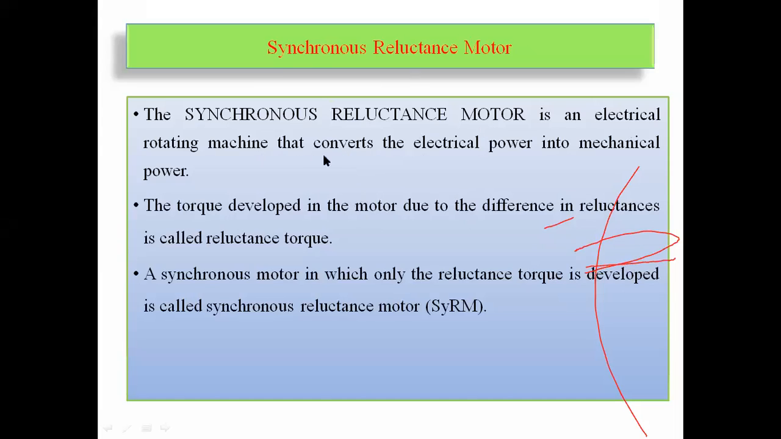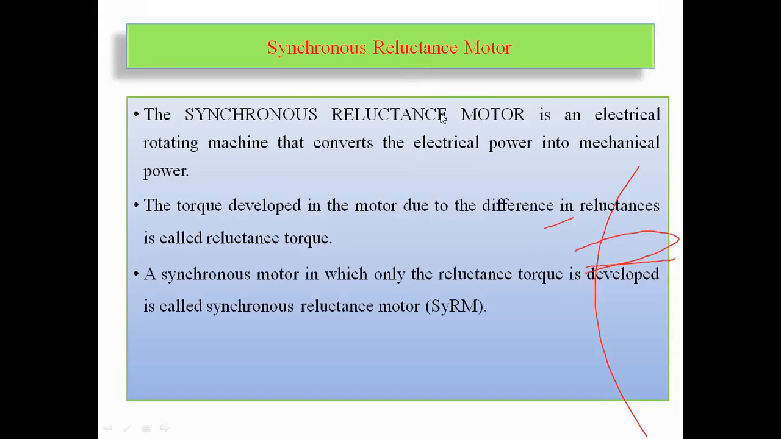Okay, so the synchronous reluctance motor is an electrical rotating machine that converts electrical power into mechanical power. That means, as you know, a motor converts electrical energy into mechanical energy. Hence, the name synchronous reluctance motor.